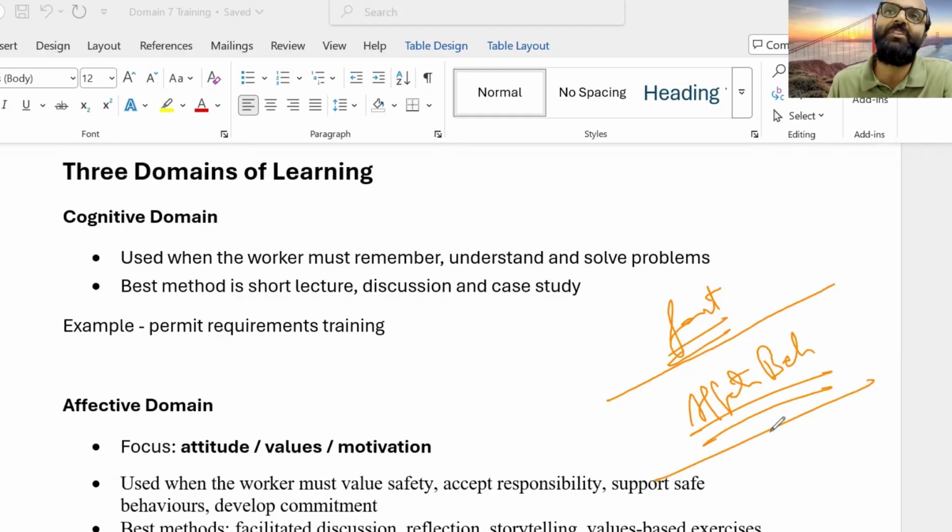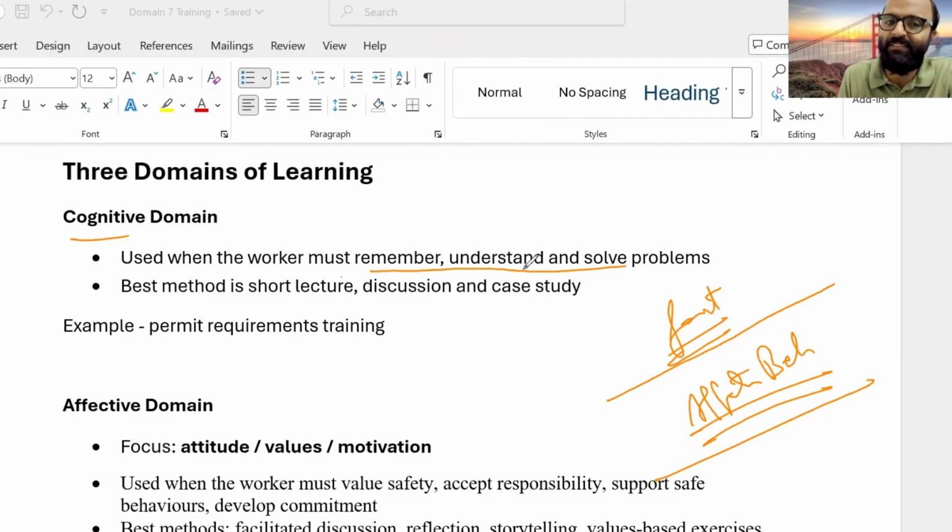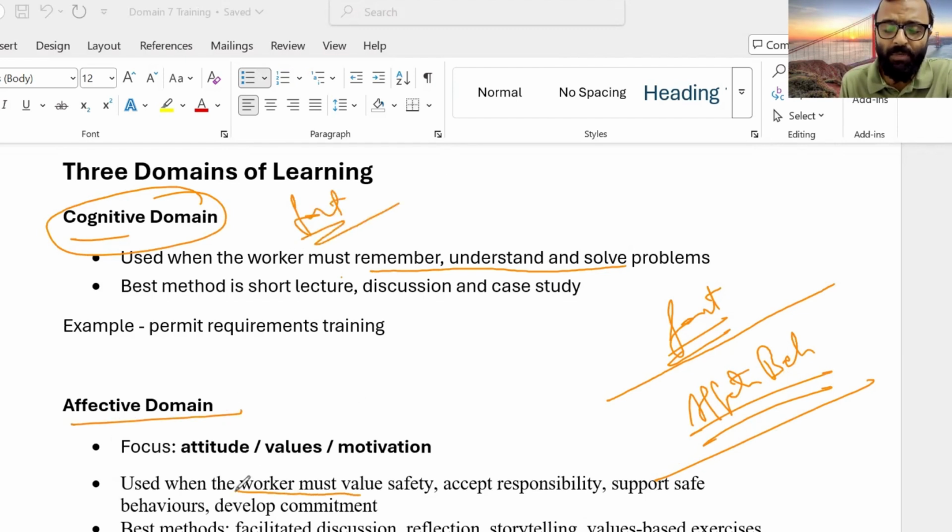That is demonstration. That is psychomotor. Okay, cognitive domain is used when the worker must remember, understand, etc. That is the best method for understanding the fact. You will be using cognitive. Affective domain is used when the worker must value safety, responsibility, support life.